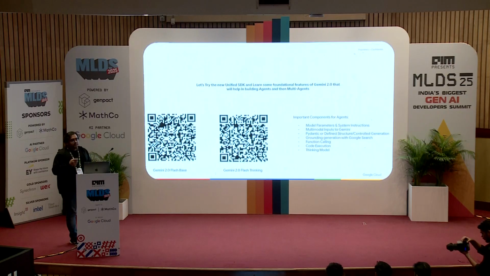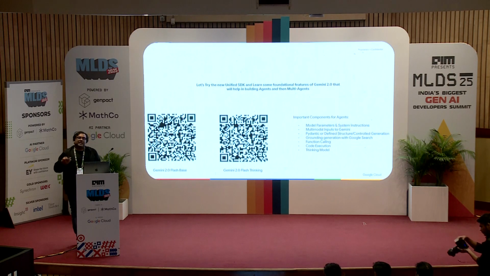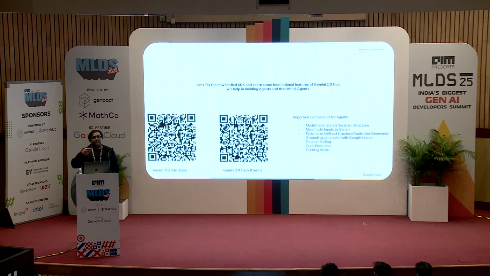Before we go and build a final agent, we'll try to understand specific things, for example, how do you get defined, structured, or controlled generation out of a model? Let's say you want a Pydantic object that comes out of the model, how do you do that? How do you do grounding generation with Google search? If you ask a question and you want it to search Google before it answers you, we'll see how that happens. We'll also see how function calling happens, code execution, and how the thinking model works. The way we are going about this is very step by step. This is important because this will become part of the agents that we'll build eventually.